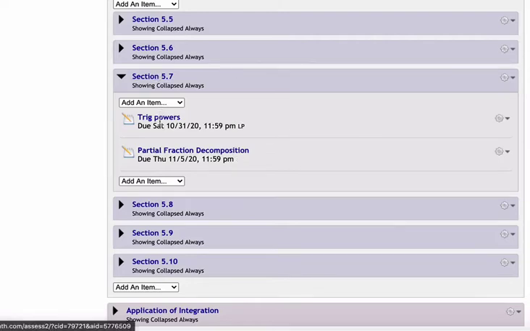All right, for 5.7, I split the homework up into two different sections, trig powers and partial fraction decomposition, and I did that for two reasons. The problems are so dissimilar that it really doesn't make sense to group them all together. The only commonality that they have is they both happen to show up in this section of your book.